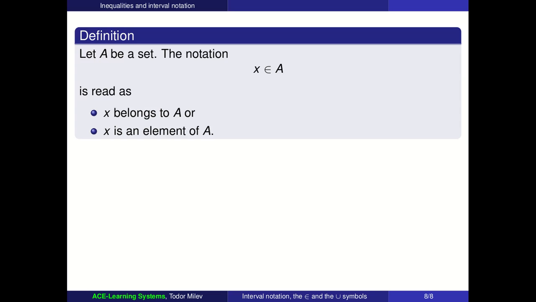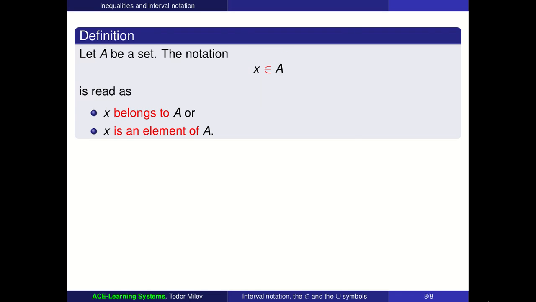Let A be a set. The notation that you see here, x, then this interesting symbol, and then A. That notation is read as x belongs to A, or as x is an element of A. So this symbol, the symbol that I just circled, the highlighted symbol here, is the belongs to symbol. So you read that symbol as belongs to.